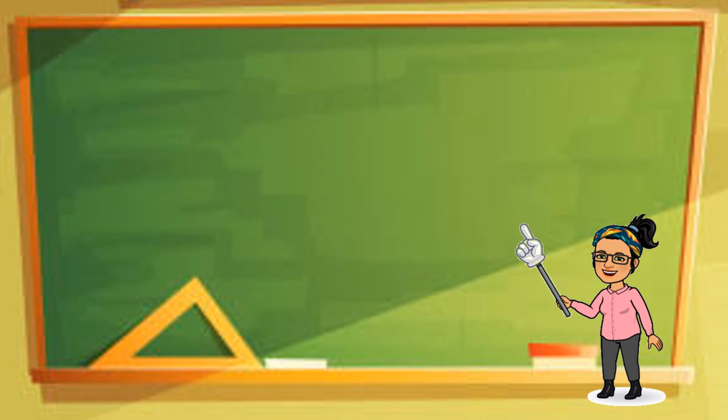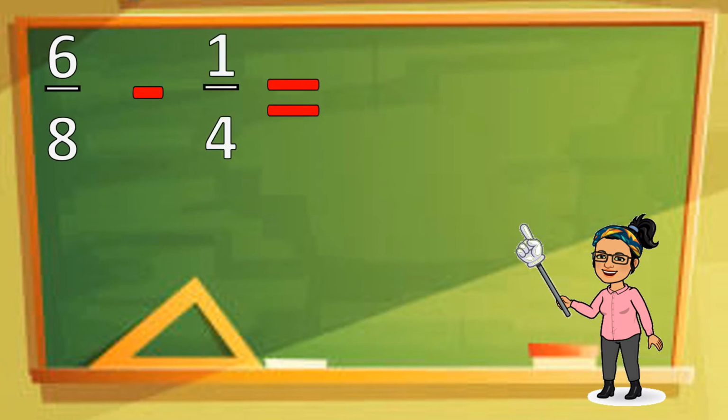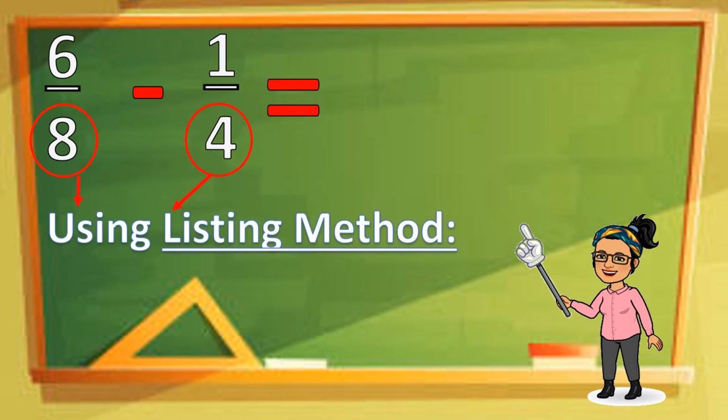Okay, let's try now subtracting dissimilar fractions. Let's have 6/8 minus 1/4. So again, these are dissimilar fractions because their denominators are not the same. So we find the LCD of 8 and 4 using the listing method again.